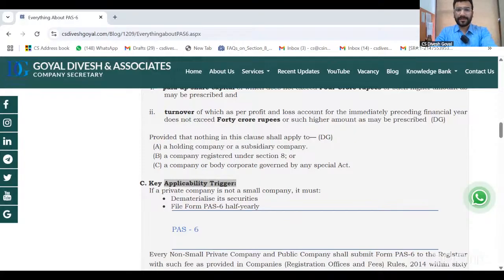Now the next provision is relating to the PAS-6. Let's discuss the PAS-6. Let me just share the screen for the PAS-6. You can see this complete presentation is available on my blog.